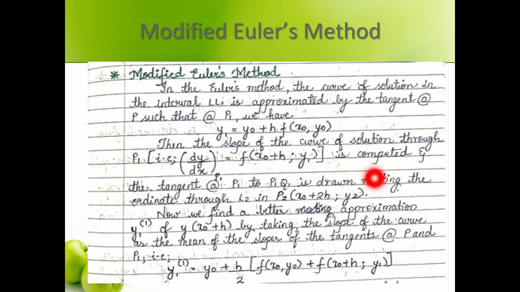To find a better approximate solution for y1, we take the mean slope of the tangents at P and P1, so we get y1 equals y0 plus h divided by 2 into f of x0, y0 plus f of x0 plus h, y1.